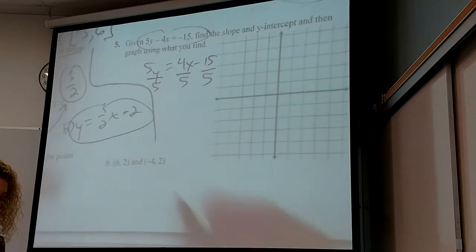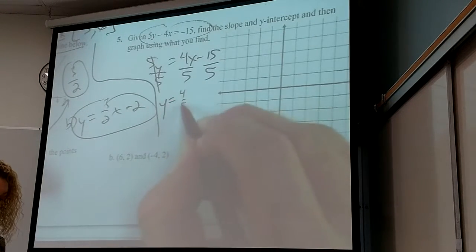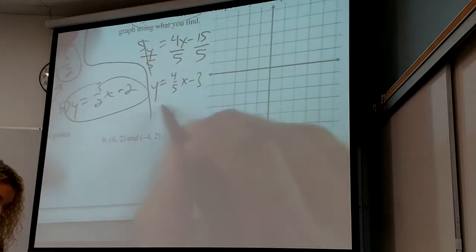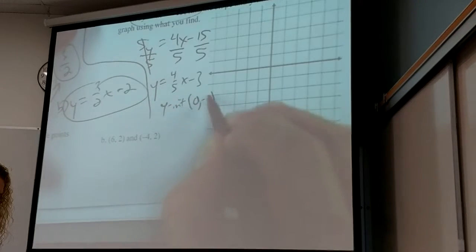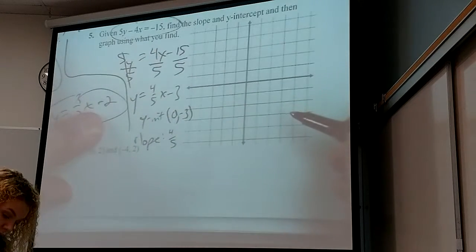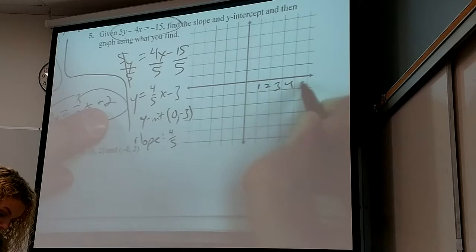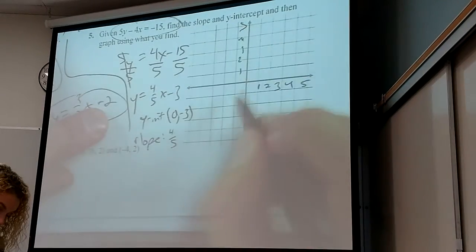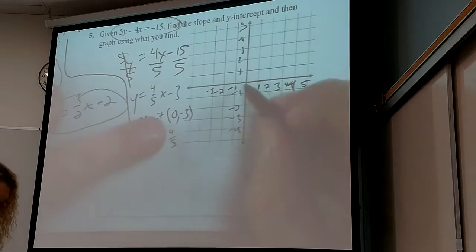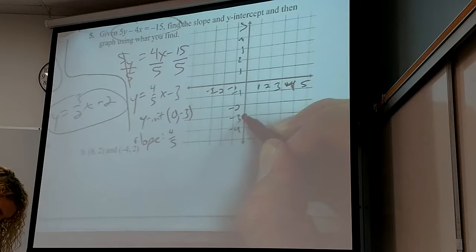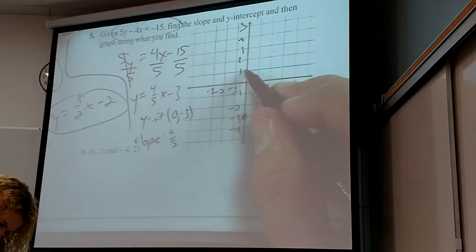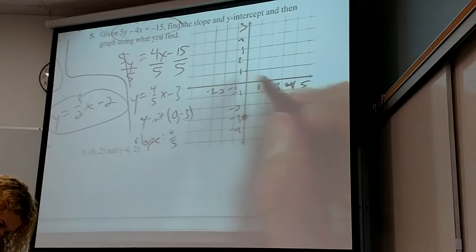Nobody can escape. So we get y equals 4/5 x minus 3. So what's the y-intercept? 0, -3. What's the slope? 4/5. So where do I start? Your y-intercept. Yeah, 0, -3. And then I go up 4. 1, 2, 3, 4. Over 5.